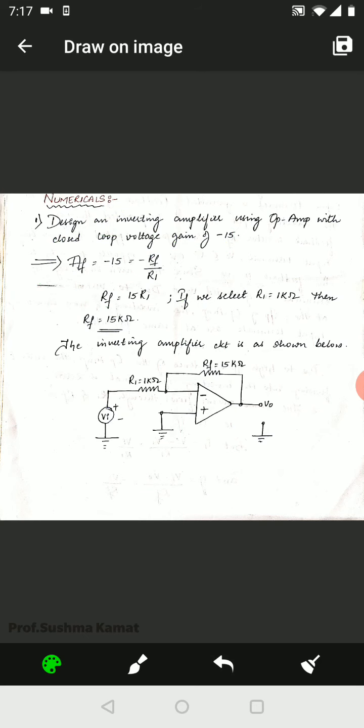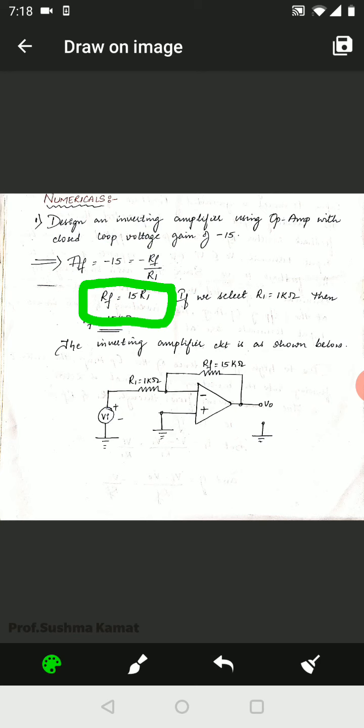But here in the numerical they have given the closed loop voltage gain which is minus 15. Let us write it first. So AF is equal to minus 15, but then the formula is AF is equal to minus RF upon R1. Amongst RF and R1 both of the values are not given, but then if AF is equal to minus RF upon R1, which means it is minus 15 is equal to minus RF upon R1. Both of the negative signs will get cancelled. If the negative signs are getting cancelled, the remaining result will be RF is equal to 15 times R1.